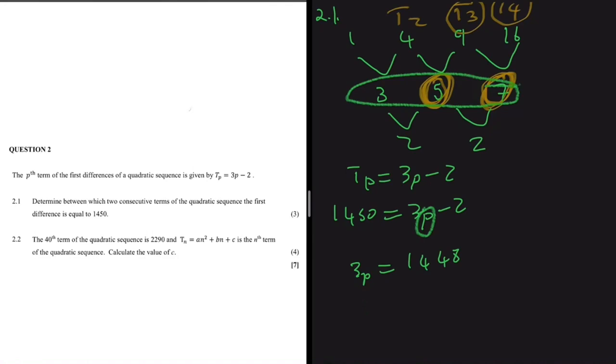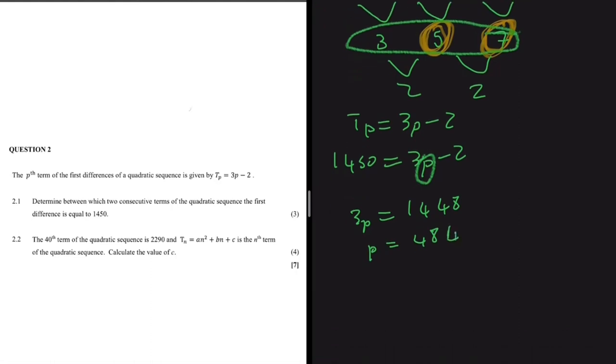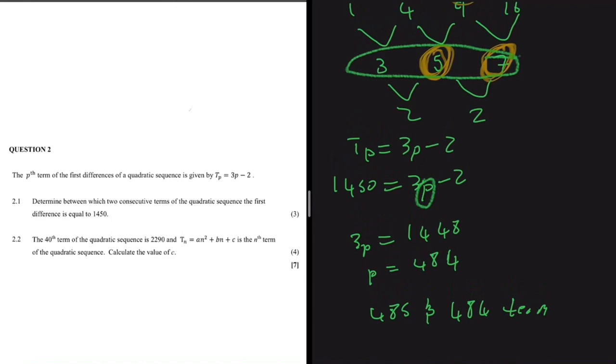We divide both sides by 3, we get p is equal to 484, right? So now we know that this term, 1450, lies between the 485th term and the 484th term, because term number 2 lies between 3 and 2, term number 3 lies between 4 and 3. So term 484 will lie between 485 and 484, right?